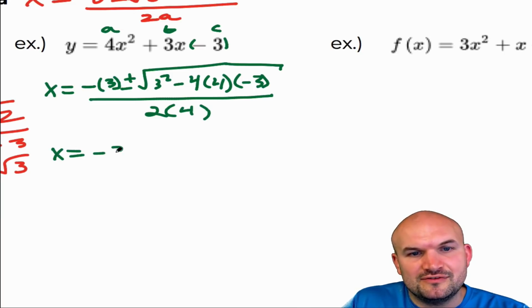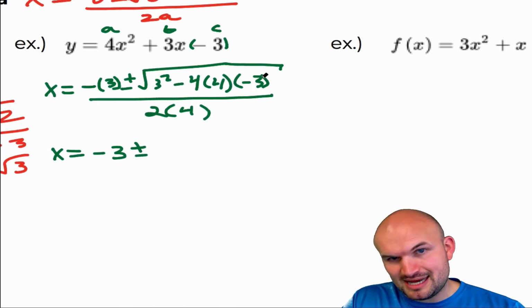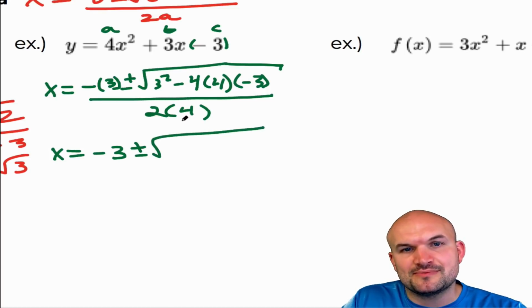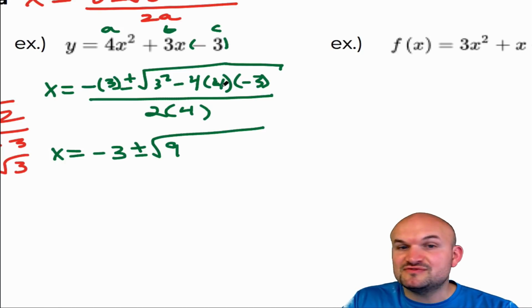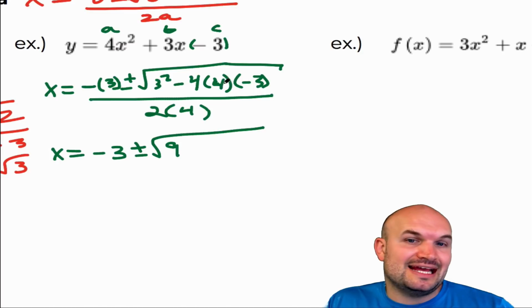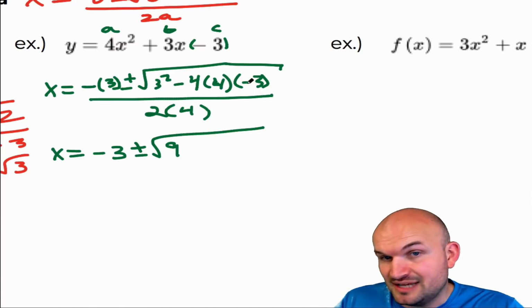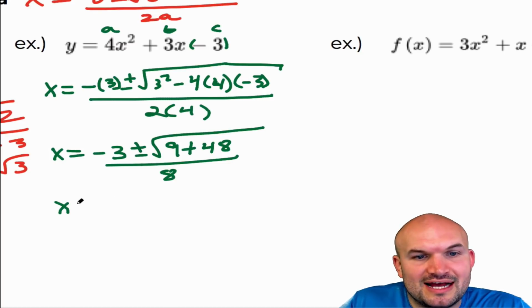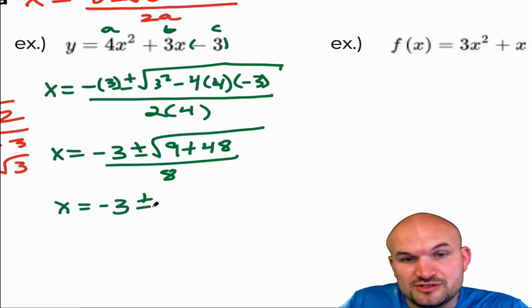So we have -3 plus or minus. Now we have 3 squared is 9. Now this one might not be as easy to multiply out, so let's just do a few extra steps. We have 3 squared is 9. Now I have -4 times 4, which would be -16. -16 times -3, so 16, 32, 48. But it's a negative times a negative, so it's positive 48, and that's all over 8. Then we have x equals -3 plus or minus the square root of 9 plus 48, which is 57.